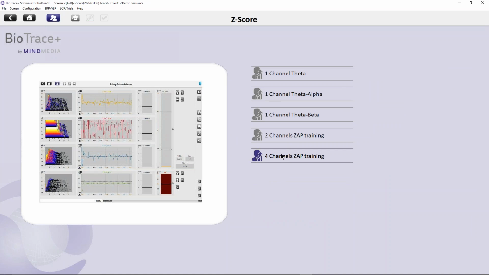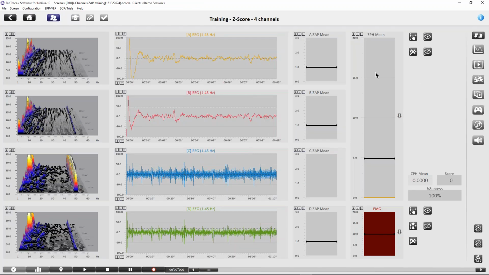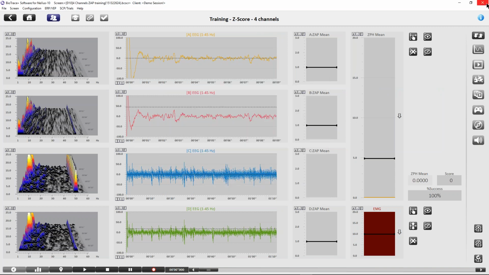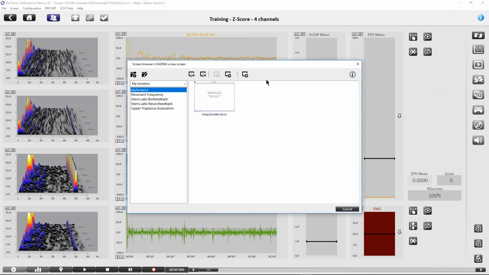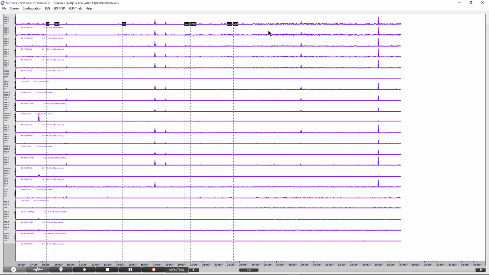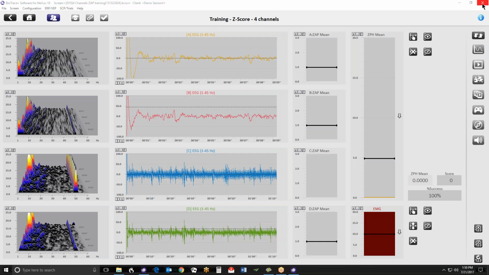So here's their Z-score screen. But it's set up for absolute power and phase instead of using the all Z-score channel, which would be the logical thing to choose, but it doesn't use that. So anyway, let me look at this one. That's not going to work either.